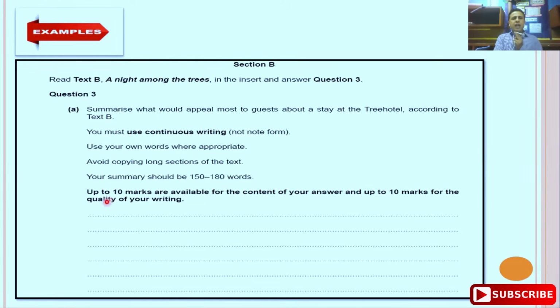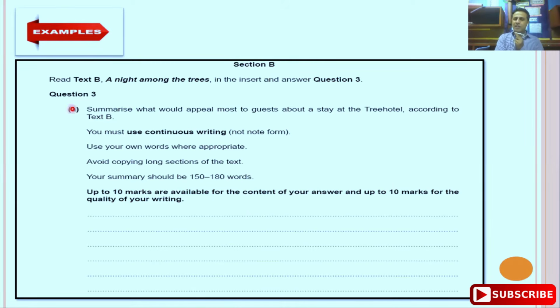Pick the specific information and try to write it in your own words. Up to 10 marks are available for the content of your answer, and up to 10 marks are given to the quality of your writing. So the 20 marks have been divided into two sections: 10 marks for the content and 10 marks for the quality of your writing. This will be question 1 from passage 2.